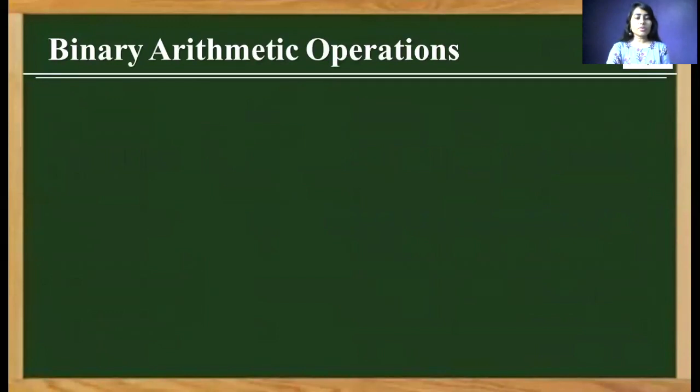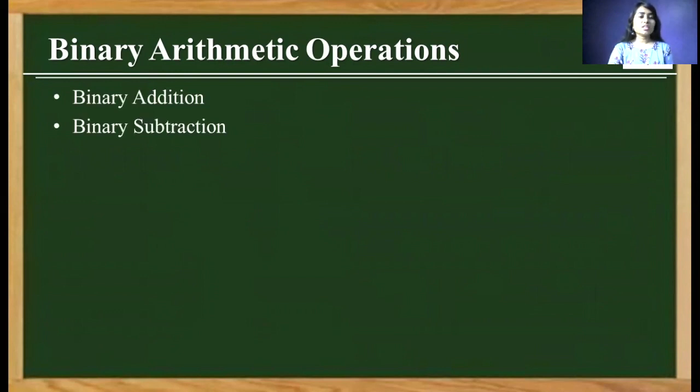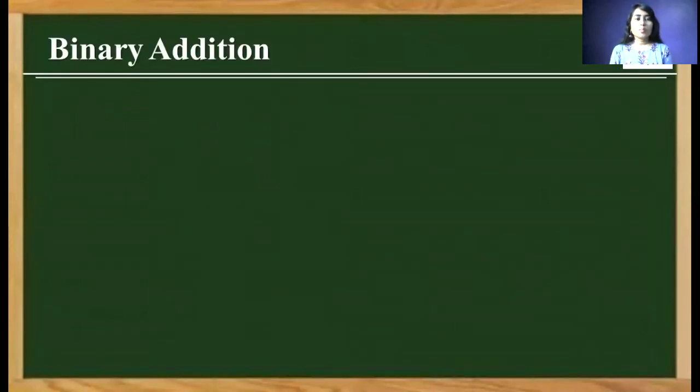Binary arithmetic operations are binary addition, that means addition of binary numbers, and binary subtraction, that means subtraction of binary numbers. How can this addition and subtraction be done with binary numbers? So let's discuss one by one. First, binary addition. Binary addition is done bitwise. So let's first discuss binary bit addition.